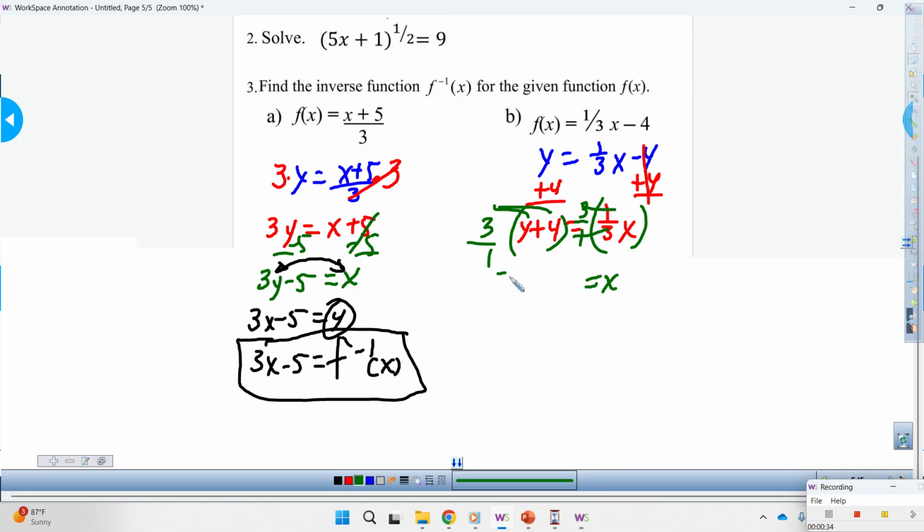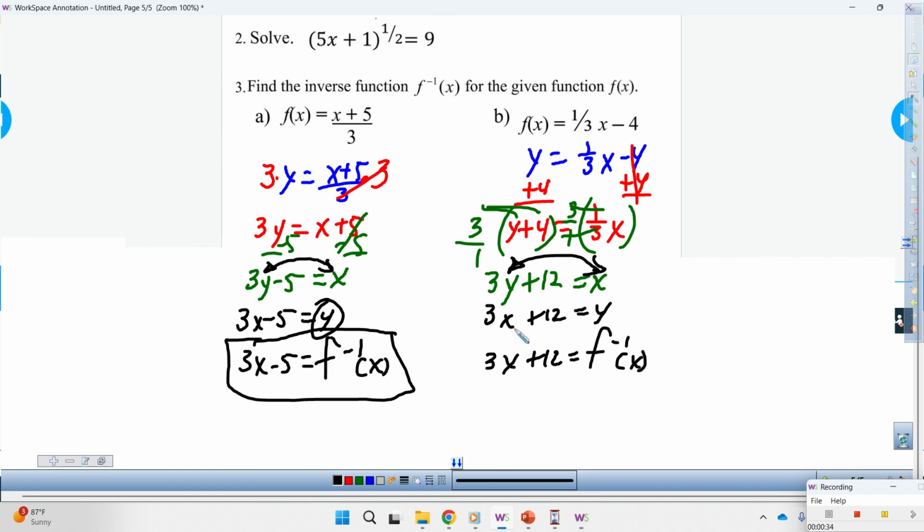Distribute the 3 here and there, so that's 3y plus 12. Are we done? No, exchange the variables. That makes it the inverse. 3x plus 12 equals y, and then function notation, f inverse of x.